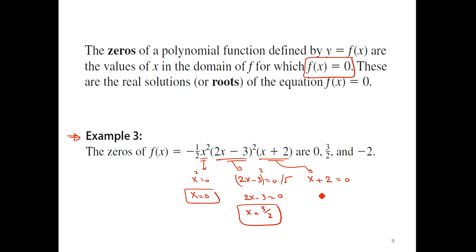Now here we have x equal negative 2 also, like this. So how many zeros of f of x? We have 3 zeros, 3 values of x that make f of x equal 0. This is called the roots or zeros of the polynomial.